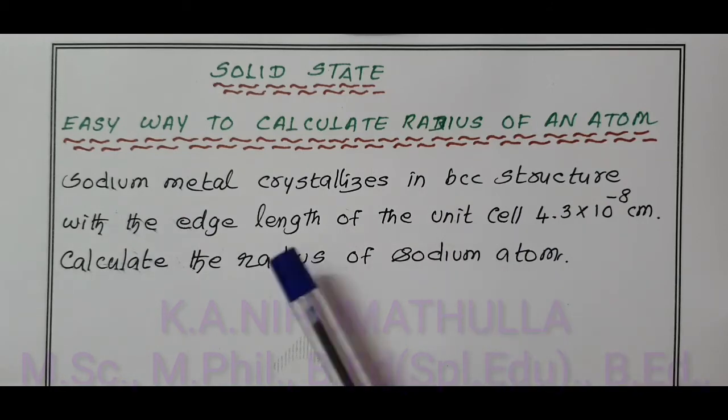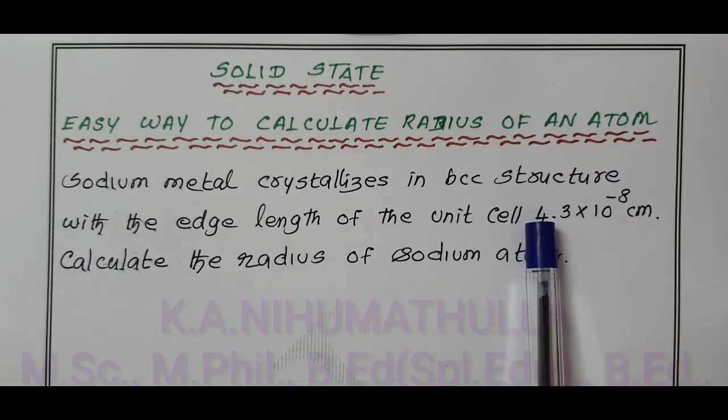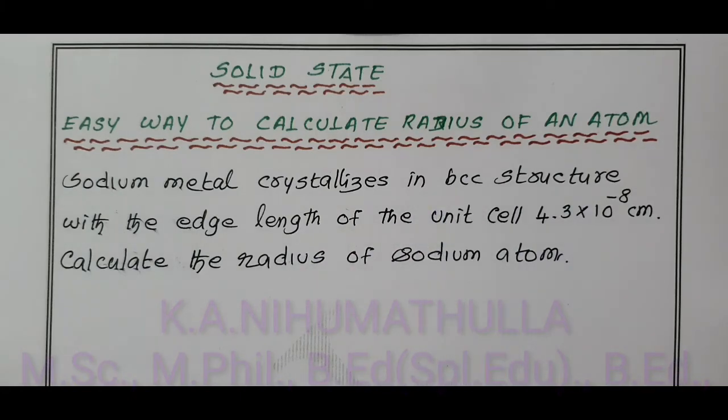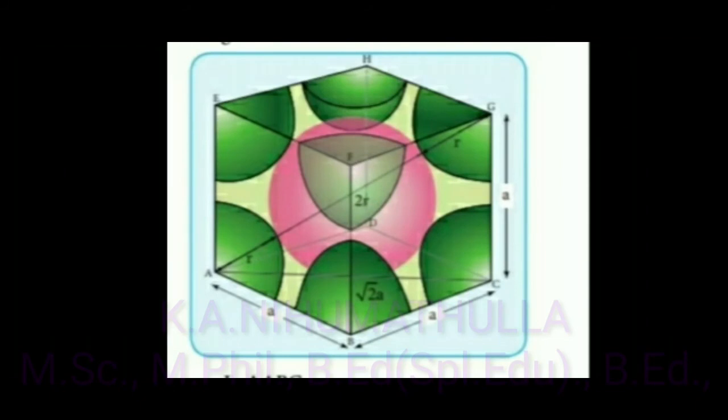So, by knowing the edge length, we are going to calculate the radius for the BCC structure. Before entering into the problem, I would like to revise the packing efficiency or packing fraction in body centered cubic lattice. This is the body centered cubic lattice in which the body center atom in pink color is present at the center of the unit cell and all the corner atoms are in contact with the body centered atom.